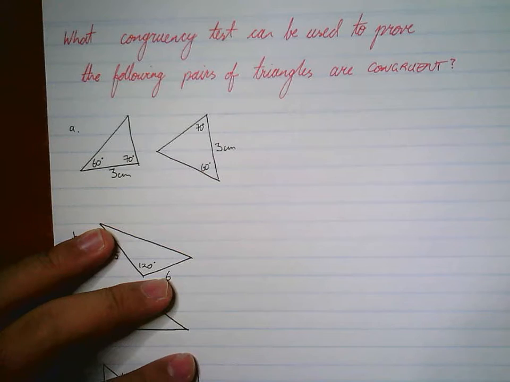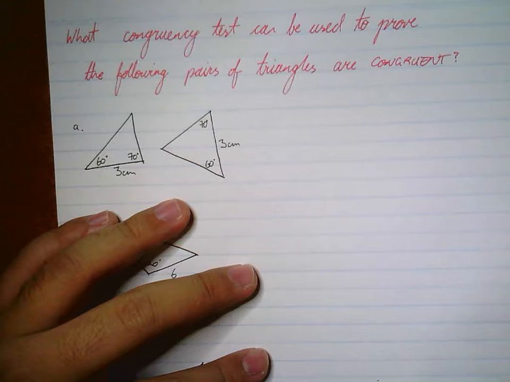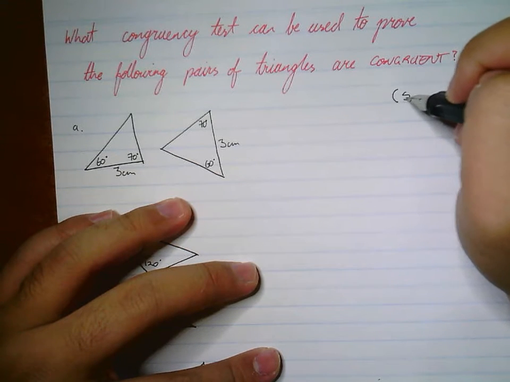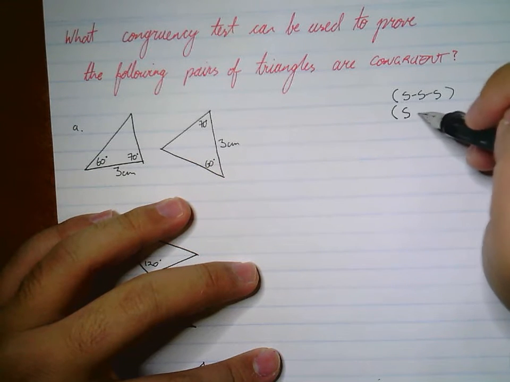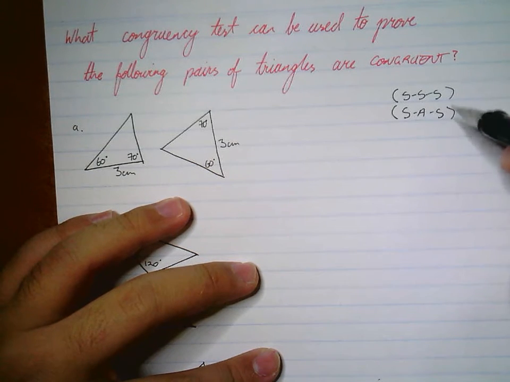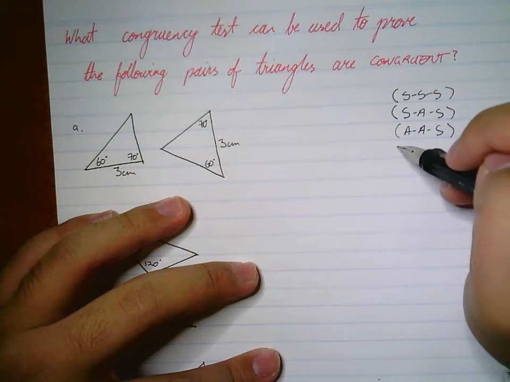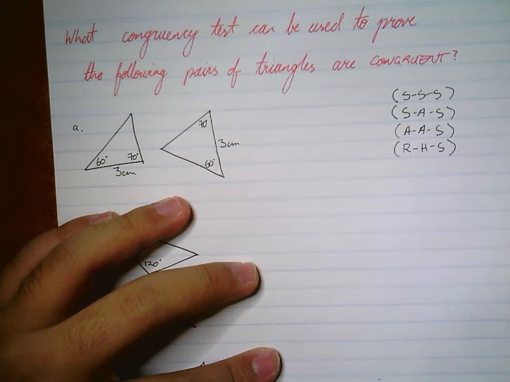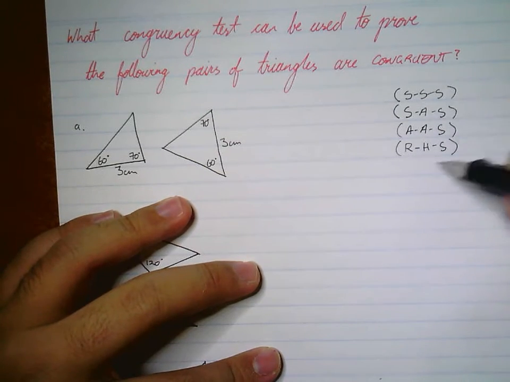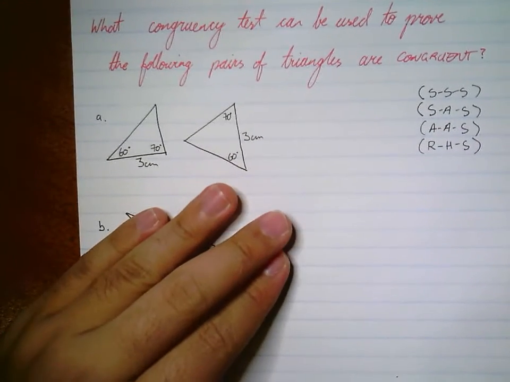In case you forgot, the congruency tests that we need to remember are side, side, side; side, angle, side; angle, angle, side; and right angle, hypotenuse, side. So we need to try and figure out which of these four can be applied in a congruency test. Let's take a look at our first example here.